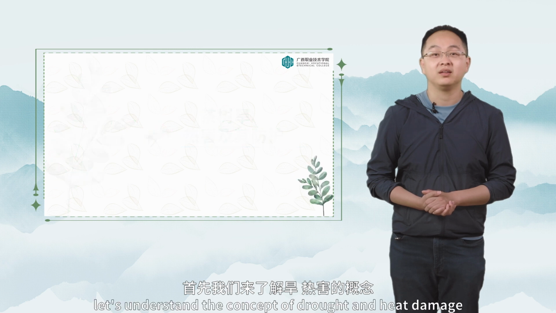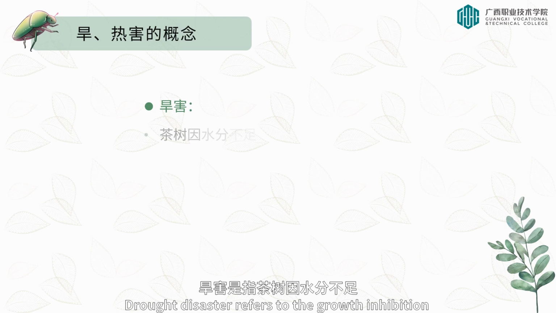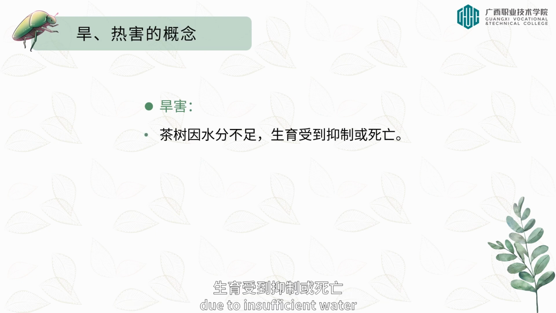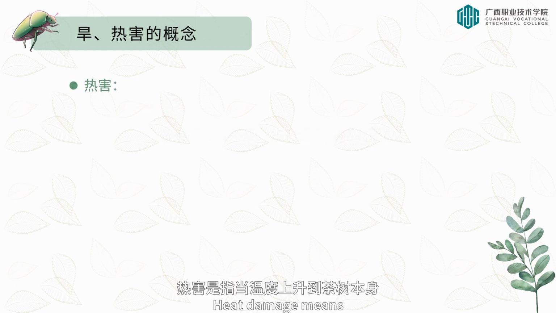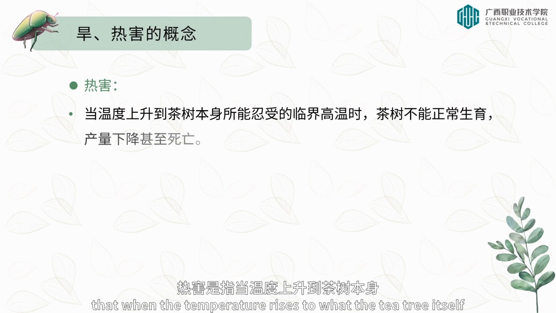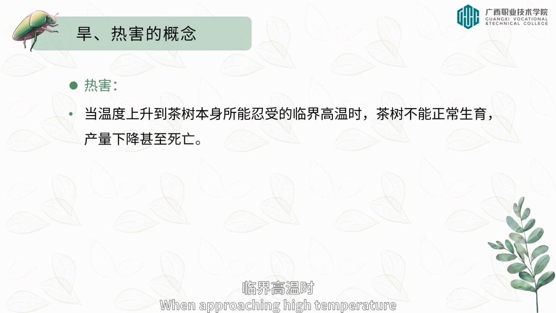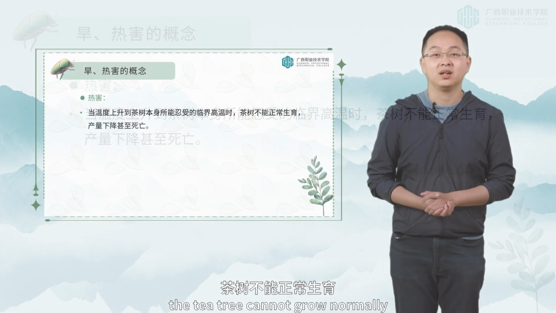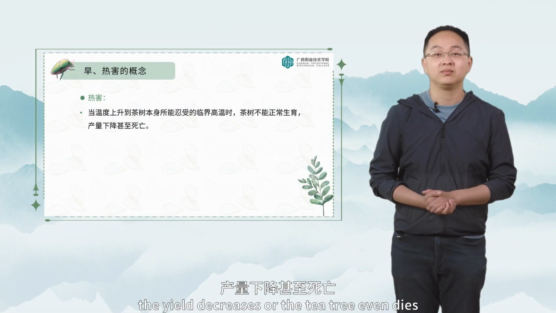First of all, let's understand the concept of drought and heat damage. Drought disaster refers to the growth inhibition or death of tea trees due to insufficient water. Heat damage means that when the temperature rises to what the tea tree itself can bear, when approaching high temperature, the tea tree cannot grow normally. The yield decreases or the tea tree even dies.